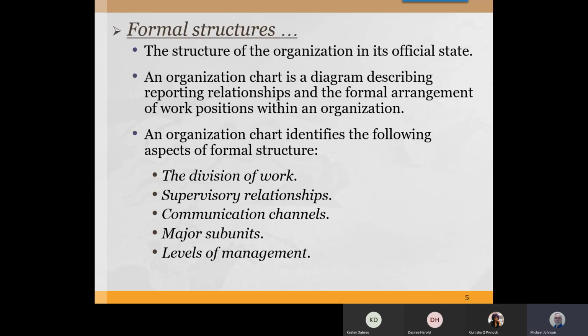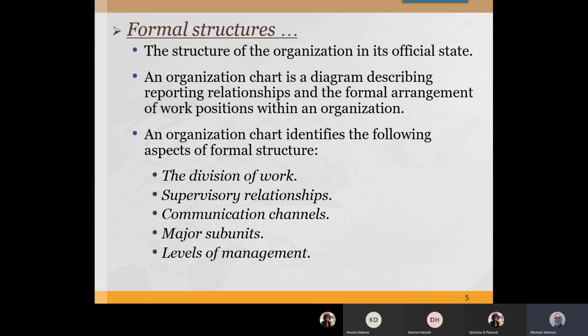The formal structures, and this is historical in many ways as well, the structure of organizing for, let's say, the official state. So organizing in its official state, an organizational chart is a diagram displaying how you've actually organized your particular company. President at the top, senior managers, and then let's say middle management, and then we go down the list according to how many layers there are within an organization. An organizational chart identifies the following aspects.